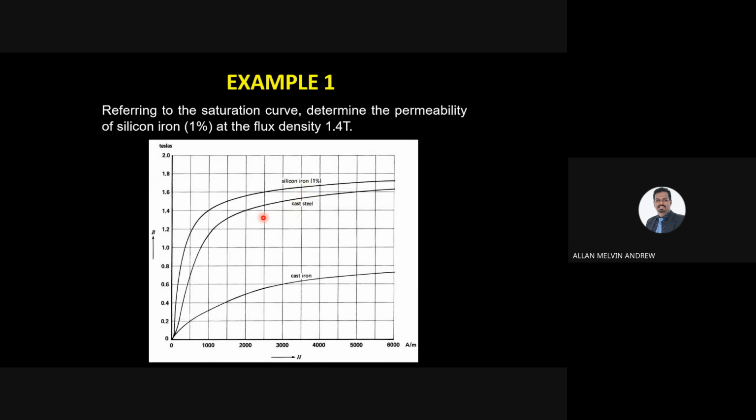The value for cast steel and cast iron or the other materials will be different. So we need to understand. Let's say we want to find for 0.6, the value is 3000. So we need to replace it accordingly.